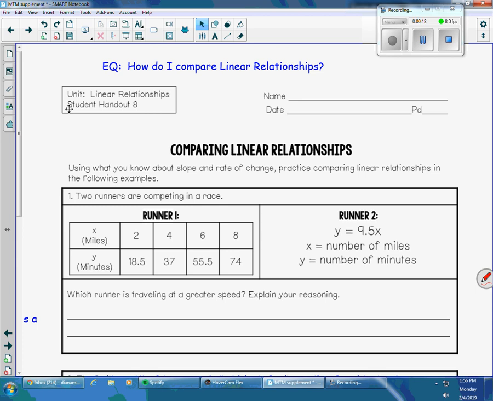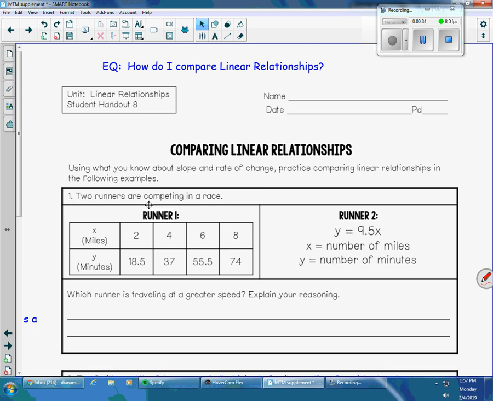Your page should look like mine in the top left-hand corner. It should say linear relationships, student handout number 8. And the title is Comparing Linear Relationships. So using what we know about slope and rate of change, practice comparing linear relationships in the following examples.